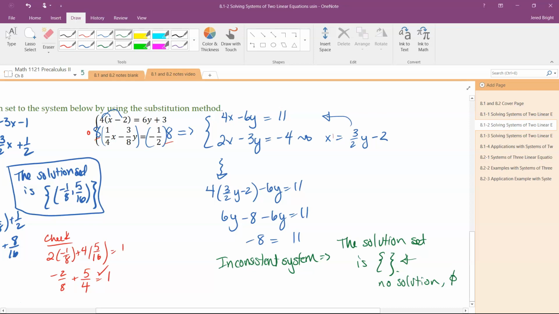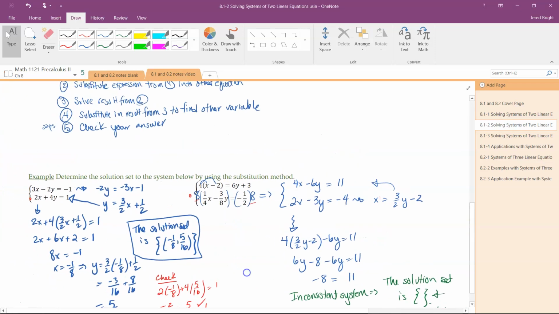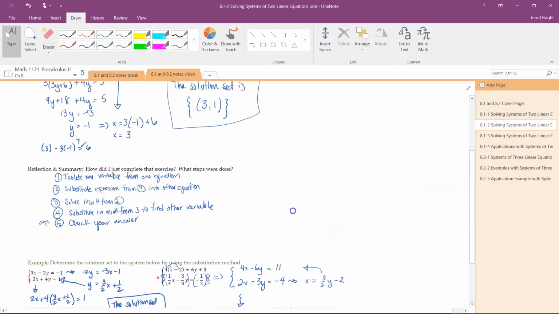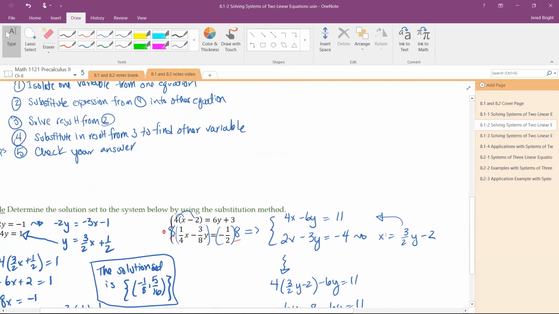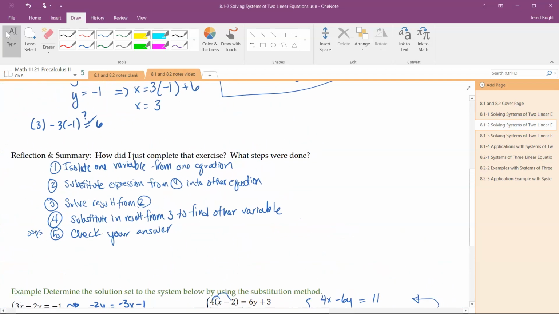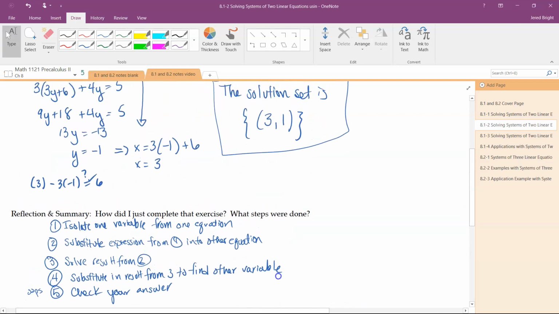I'm okay with that, but when you get a false statement mathematically, that just means you've arrived at an inconsistent system. Alright, so big picture here, we talked about the substitution method, which really has these 5 steps. The last one, I didn't check my answer just because I don't have an answer to check. So make sure you follow these steps when you're doing the substitution method, and you should be in good shape.